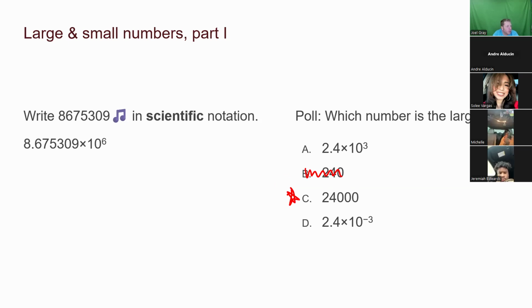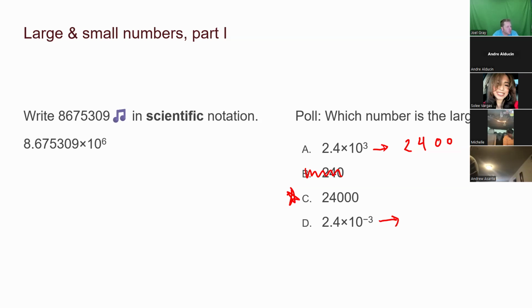For answer option A, we've got 2.4 times 10 to the third. This is one that we're going to go ahead and convert. Aiden, I believe you're right. 1, 2, 3. So 2,400. Great job, Aiden. That's correct. So I'm going to erase that.